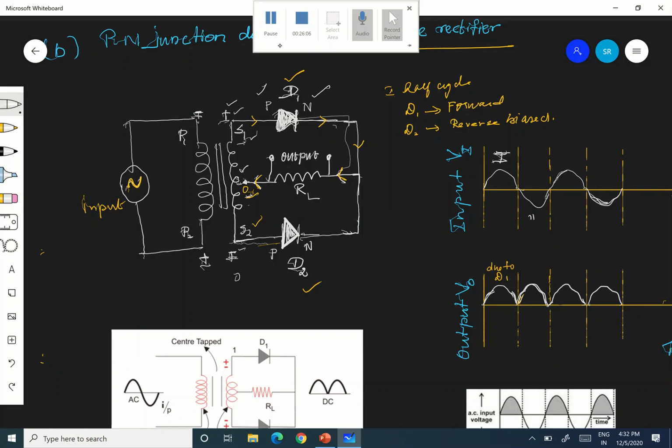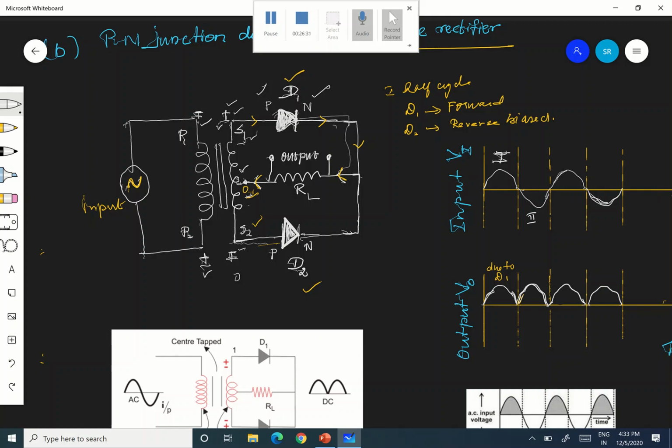During the second half cycle, what will happen? P1 will become positive and P2 will become negative. When P1 is positive, S1 will be negative by Lenz's rule, because of mutual induction. S1 is negative and S2 is positive.